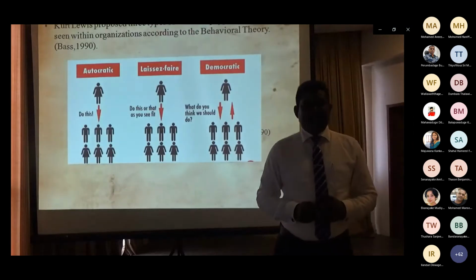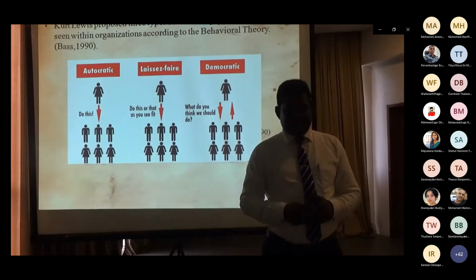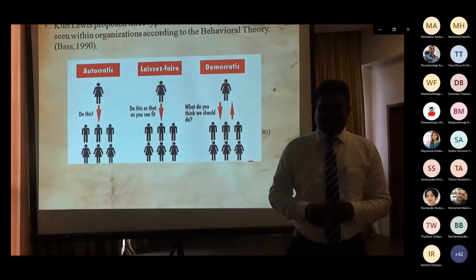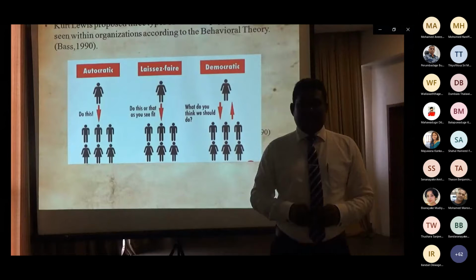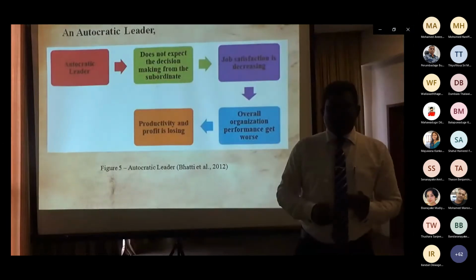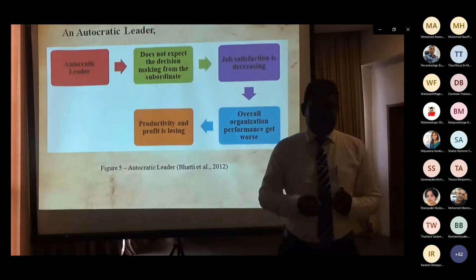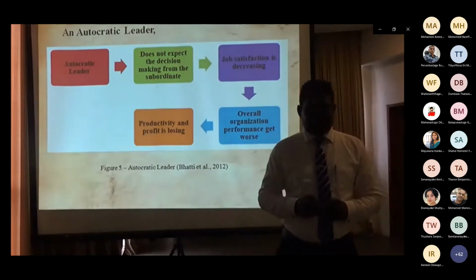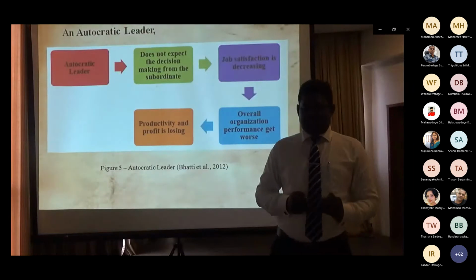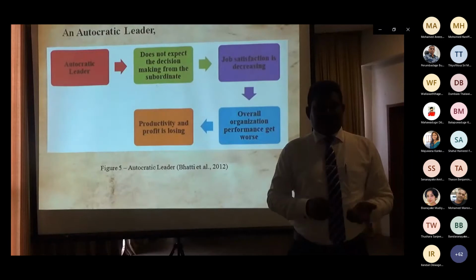Lewin proposed three types of leadership styles which can be seen within organizations according to the behavioral theory, Bass 1990: autocratic leadership style, laissez-faire leadership style, and democratic leadership style. Autocratic leaders do not expect decision making from subordinates. They always give commands and orders for subordinates to follow, which leads to the dissatisfaction of subordinates. Finally, performance gets worse, and productivity and profit are lost.